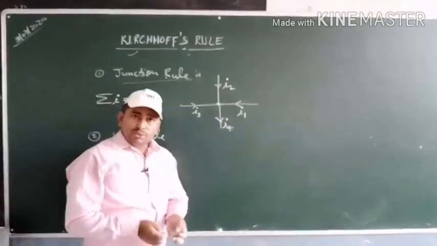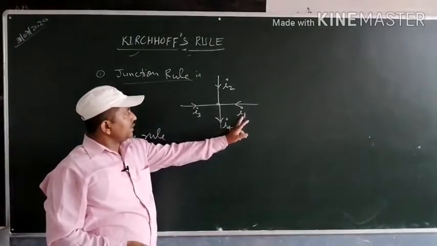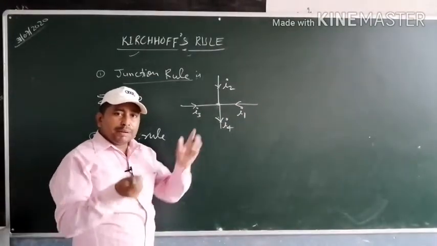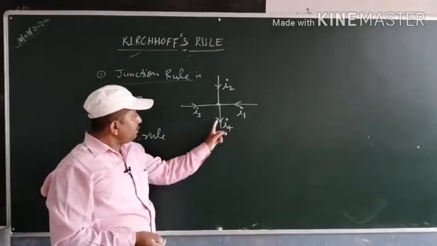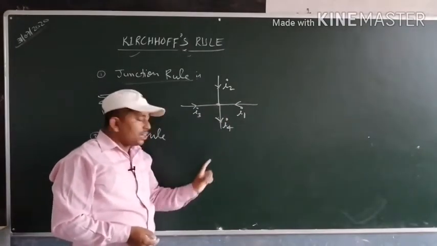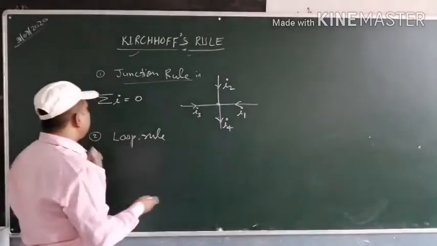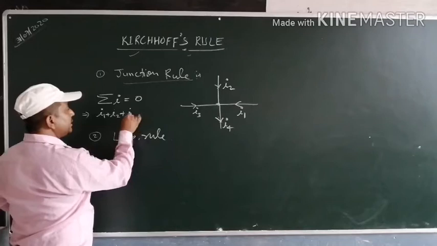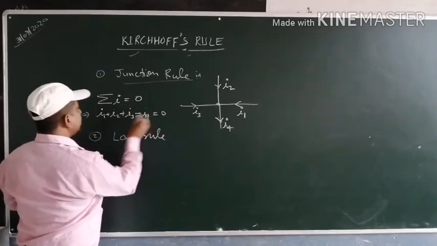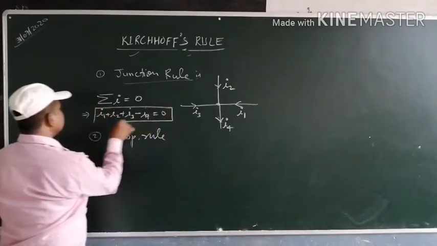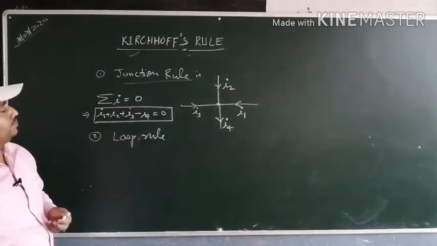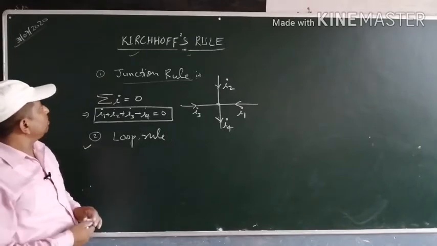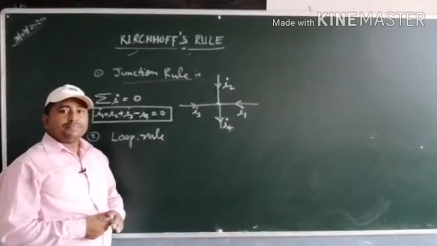So, if we assume the currents I1, I2, I3 as positive because they are coming towards the node, and I4 as negative because it is outgoing from the node, we can rewrite it as I1 plus I2 plus I3 minus I4 is equal to 0. This is the junction rule provided by Kirchhoff. Now we come to the second rule provided by Kirchhoff, known as the loop law.